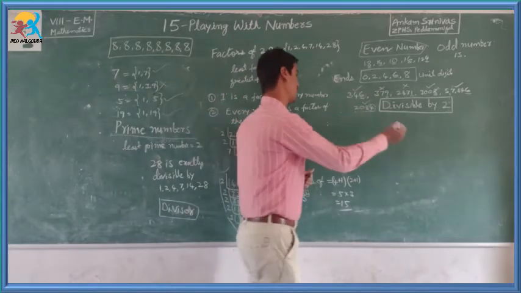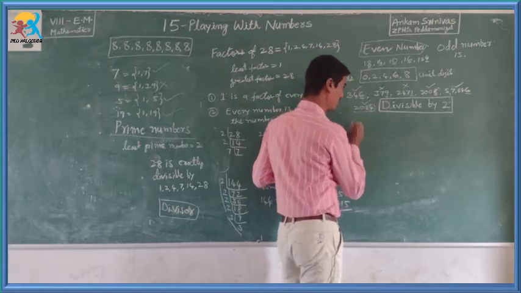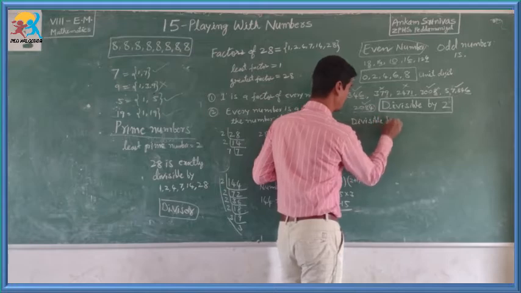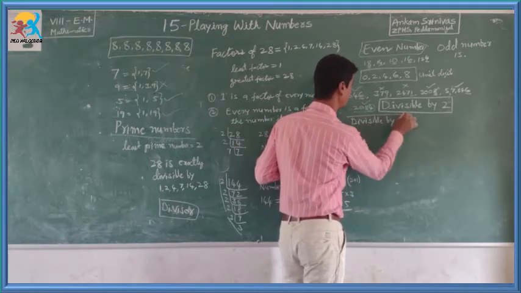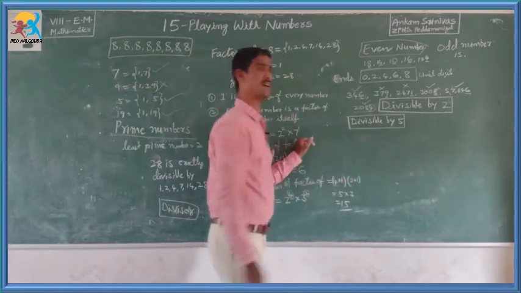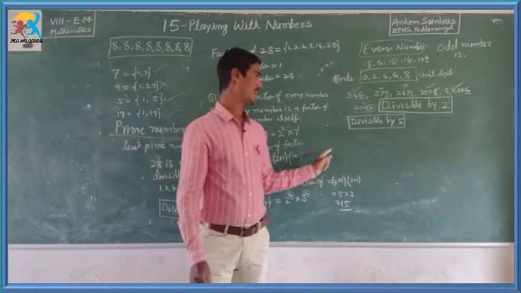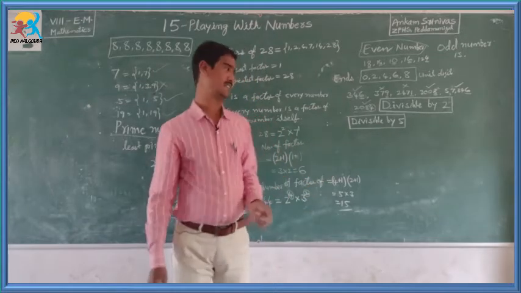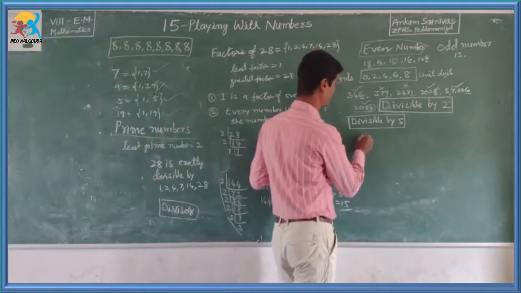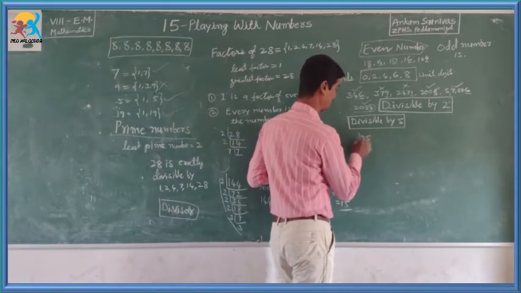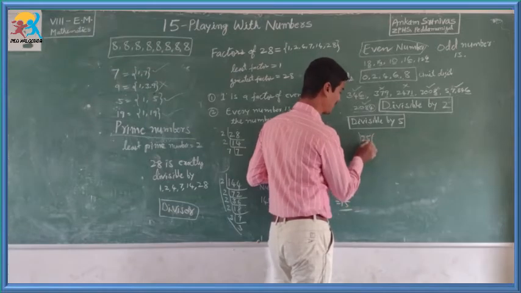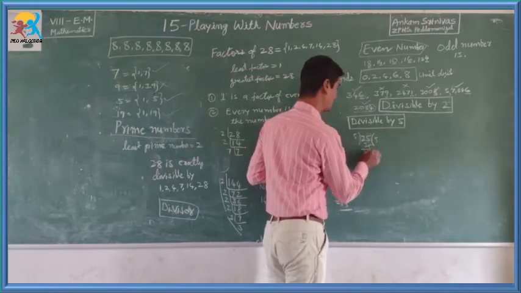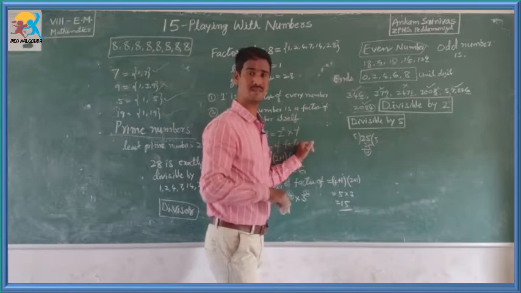Now I am going to take some more divisibility rules. Divisible by 5. What is the rule for divisibility by 5? The numbers which are divisible by 5 end with 0 or 5. Suppose I take 25. What is the unit digit of 25? 5. 5 5s are 25. Remainder is 0. So 25 is divisible by 5.